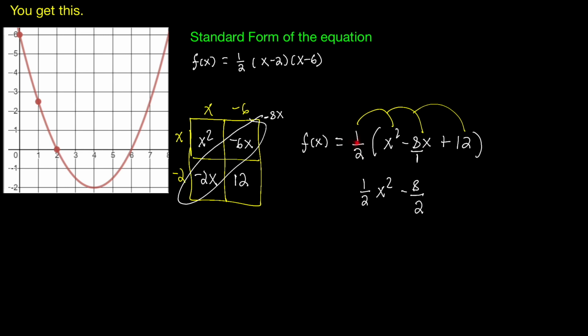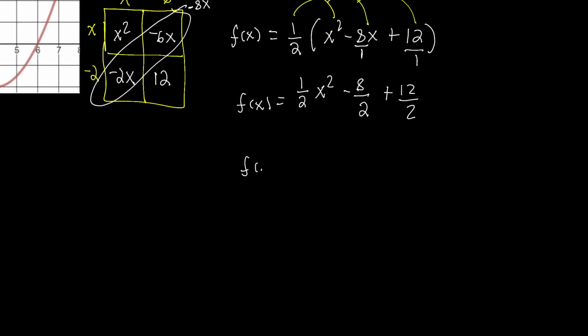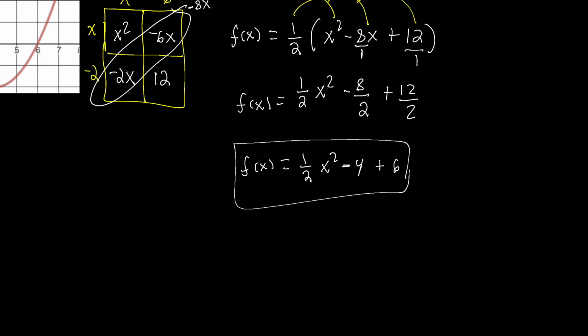And then finally, we can do the same thing with the 12 over 1. And now we're going to multiply the numerators. 1 times 12 is 12. And then the denominators, 2 times 1 is 2. So we get positive 12 over 2. We're going to finish this problem off by reducing whatever we can. So now I get that the function is going to equal 1/2 x squared minus 4x plus 6, since 2 divides 8 4 times, and then 2 divides 12 6 times. And this is my standard form.